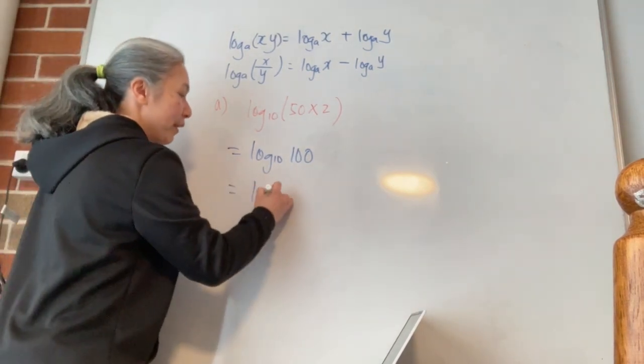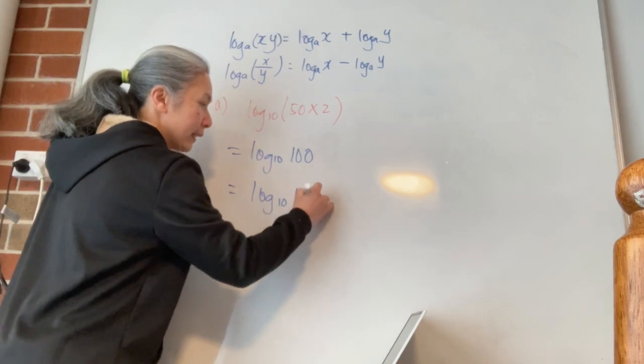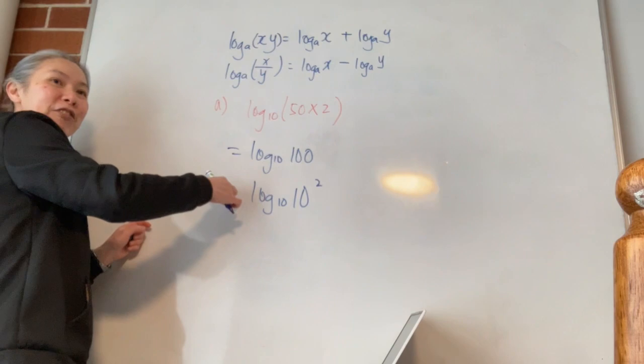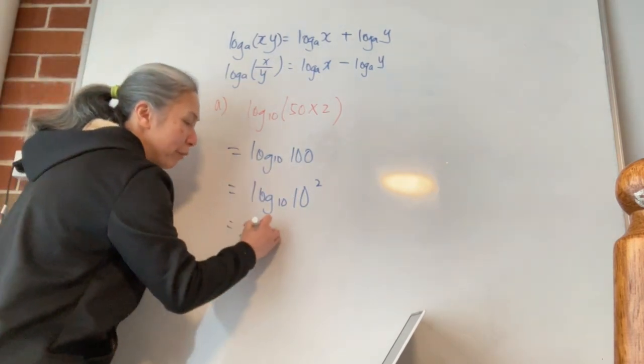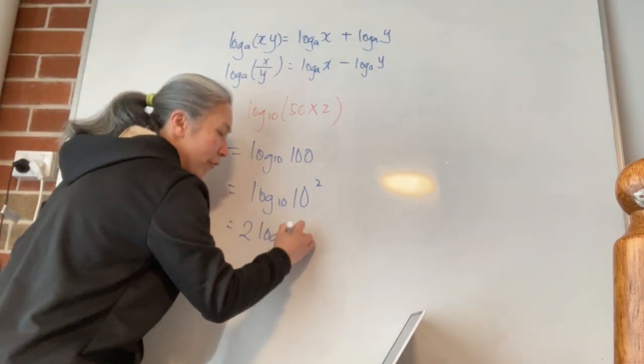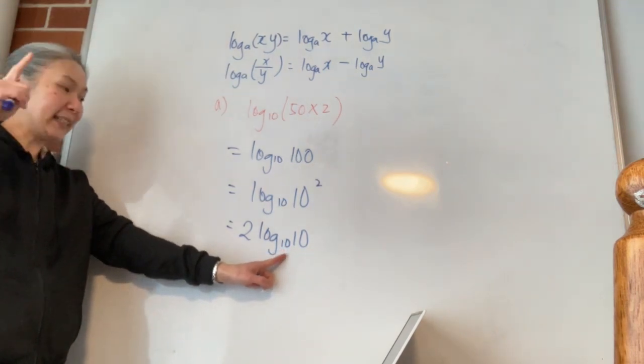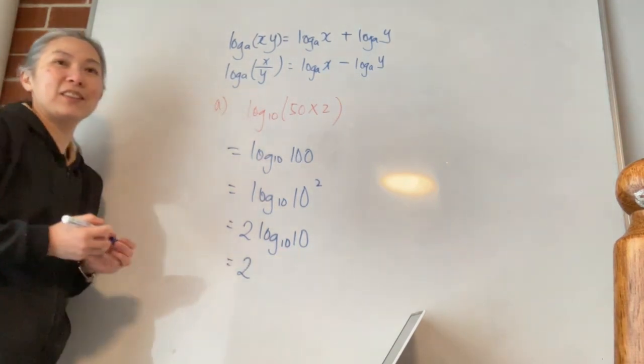So next step, you're going to write as log base 10. And then would it be 2 at the front? Yes, good job. 2 goes to the front because it's the rules of logarithm that we did last week. Log base 10 of 10. And we know log base 10 of 10 gives you 1. So the answer is going to be 2.